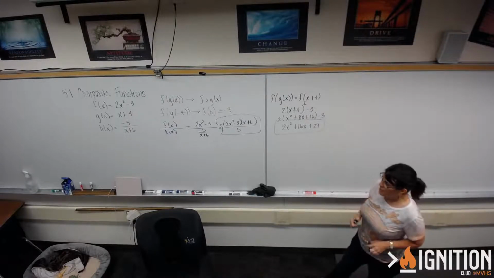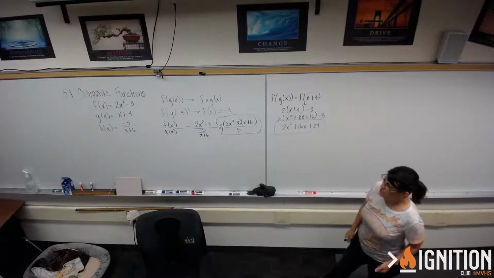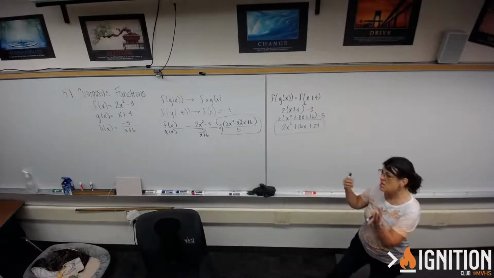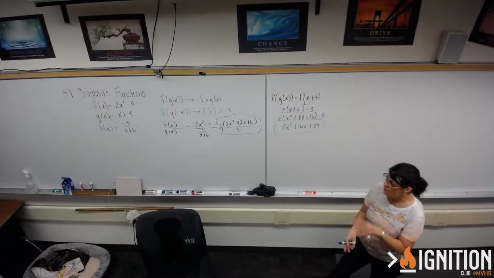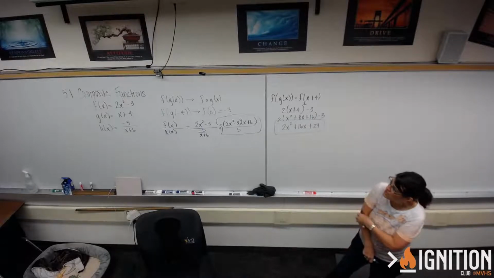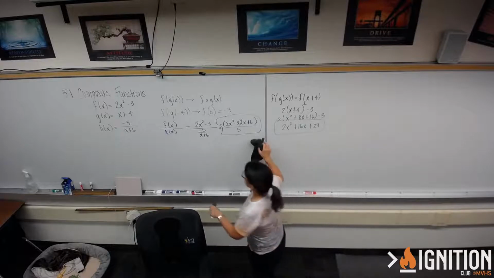Let's worry about the complex fractions. So the mistakes always come in when people try to find the g of the g, or the f of the f, or the h of the h. So let's look at the h function. I gave you a fraction on purpose.